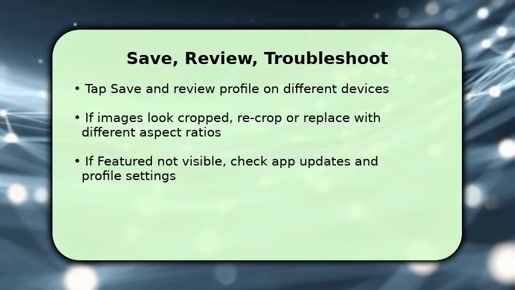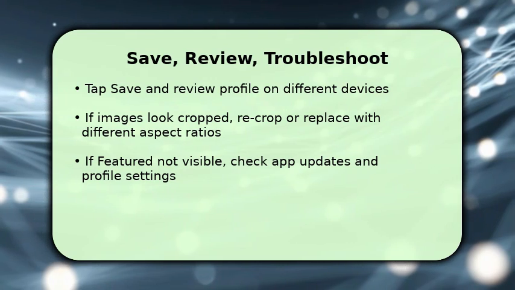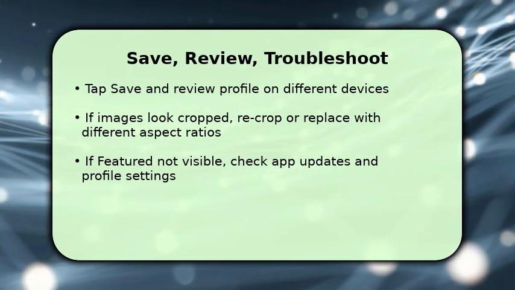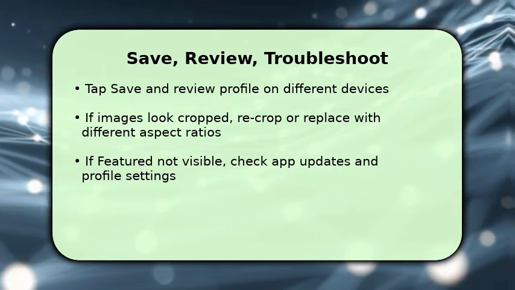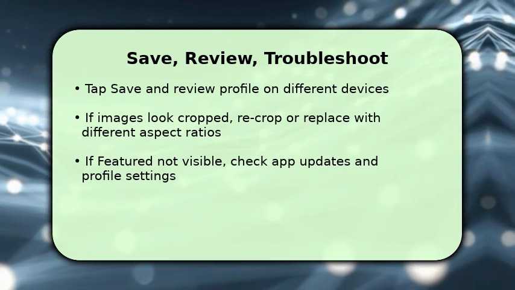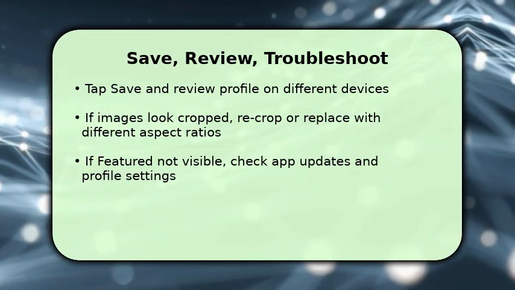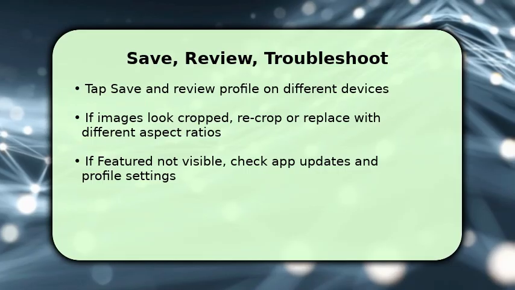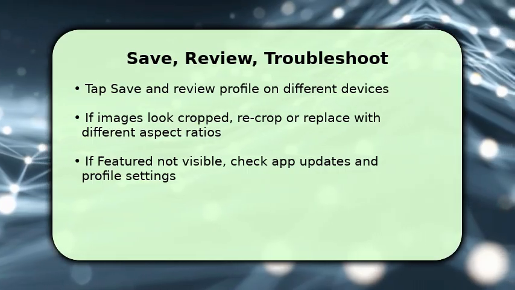Finish by tapping Save, then immediately review your profile on mobile and desktop to confirm layout consistency. If images appear oddly cropped, replace or recrop them using a 1.91:1 or square version. Different aspect ratios behave differently on feeds.